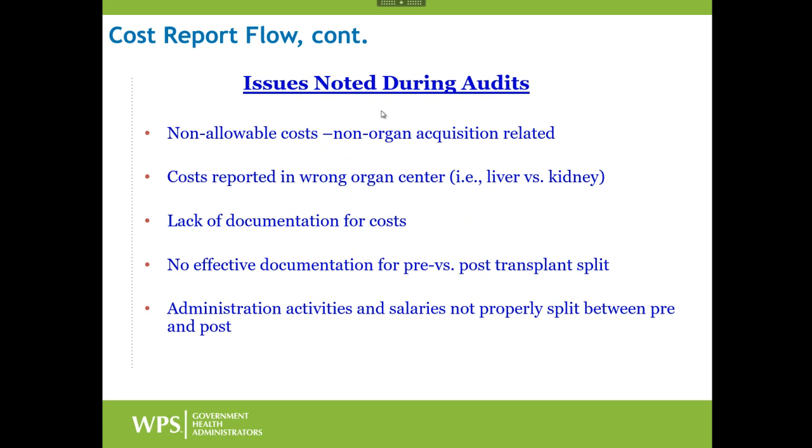Some of the issues we have noted, various MACs have noted during audits, are just simply non-allowable costs being included. They're not related to the organ acquisition, but somehow they made it to those direct organ acquisition cost centers. An unfortunately common one that we have to correct for quite a bit is when costs are reported in the wrong organ center. They were put in the liver versus the kidney, vice versa. And as we've been talking about, we need documentation for these things. So if there is no documentation for the cost, when the auditor is doing their review, unfortunately we're going to have to disallow that, and that could have a reimbursement effect.